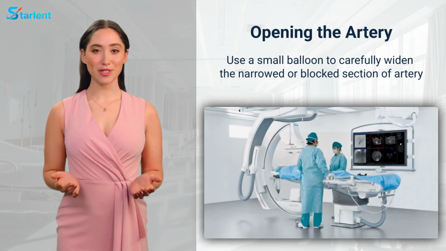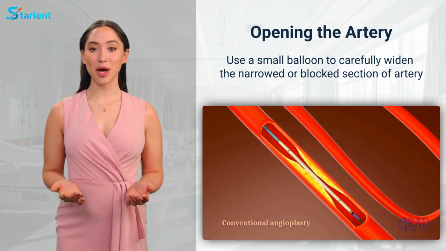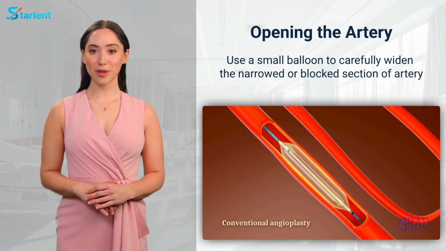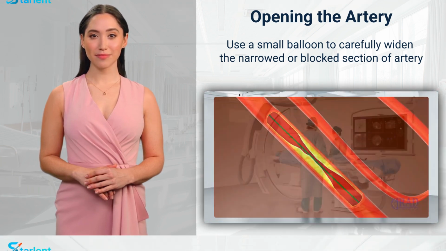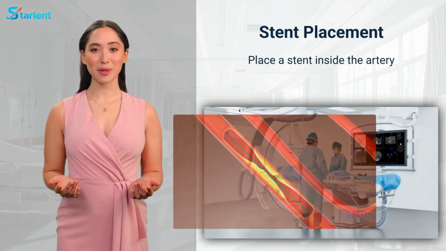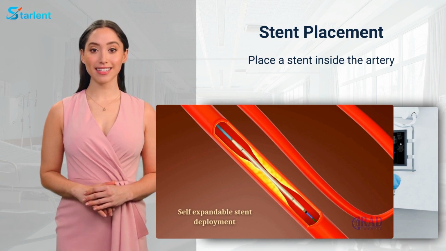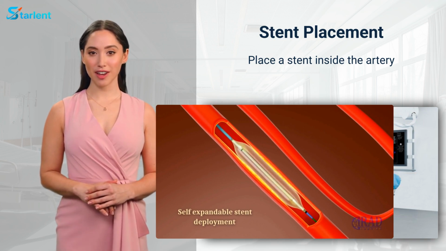In this step, the doctor will use a small balloon to carefully widen the narrowed or blocked section of your artery. This process helps restore proper blood flow, whether the artery is completely blocked or just partially narrowed. In some cases, the doctor may place a tiny metal tube called a stent inside the artery. This stent helps keep the artery open and prevents it from narrowing again in the future.